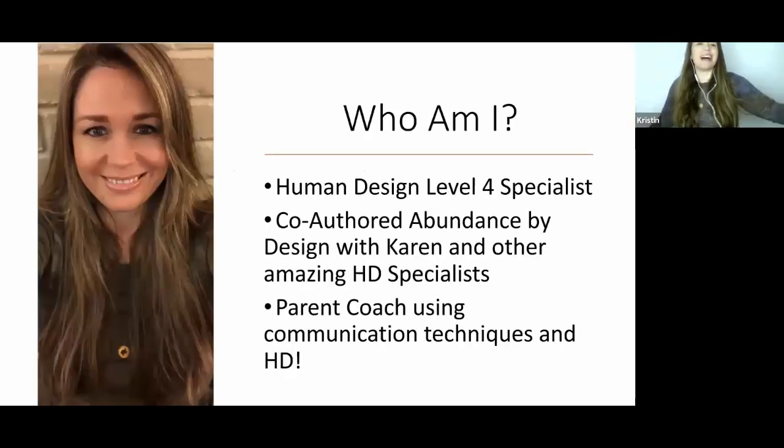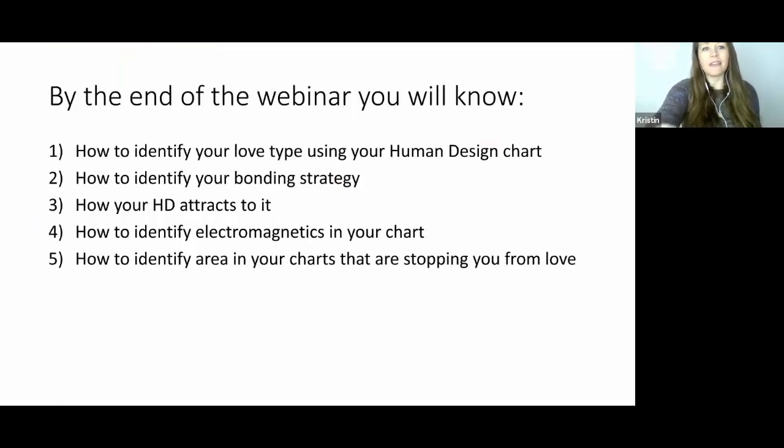So who am I? I am Kristin Shorter. I am a level 4 human design specialist. I have co-authored the Abundance by Design book with Karen, and my niche is parenting. I love kids, and I know that I'm here for kids. Some people are here for female entrepreneurs or politics. I'm here for kids, and I love using human design and communication techniques to deepen your connection with your children, with your partner, with your loved ones, or just having great communication skills. It's just such a great quality to have in life.